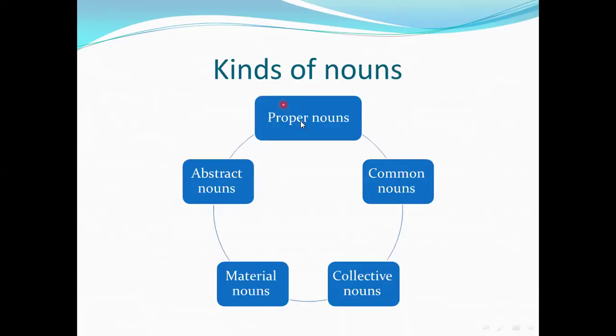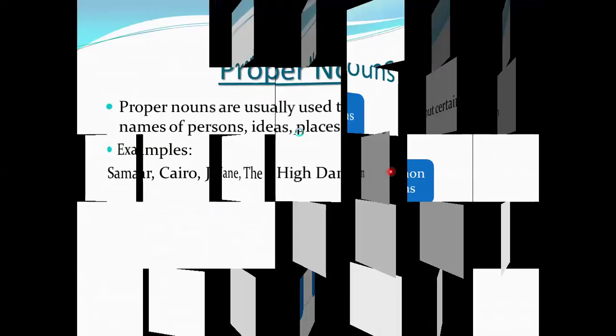What are the kinds of nouns? We have proper nouns, abstract nouns, material nouns, collective nouns, and common nouns. Let's get to know more about these now.